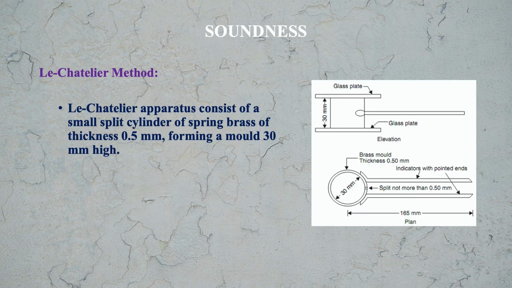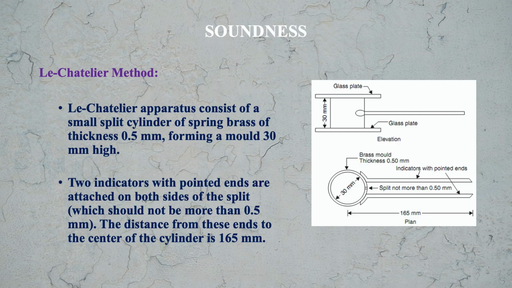Le Chatelier apparatus consists of a small split cylinder of spring brass of thickness 0.5 mm forming a mold 30 mm high. Two indicators with pointed ends are attached on both sides of the split, which should not be more than 0.5 mm gap. The distance from these ends to the center of the cylinder is 165 mm.